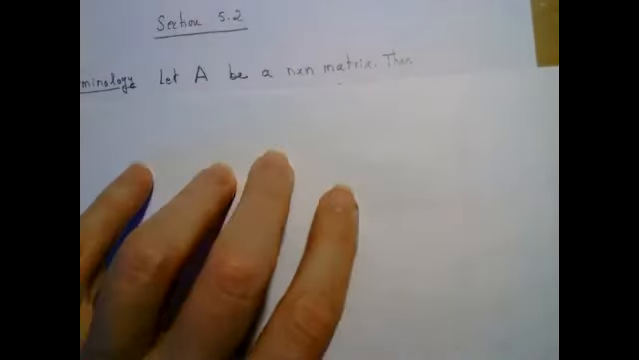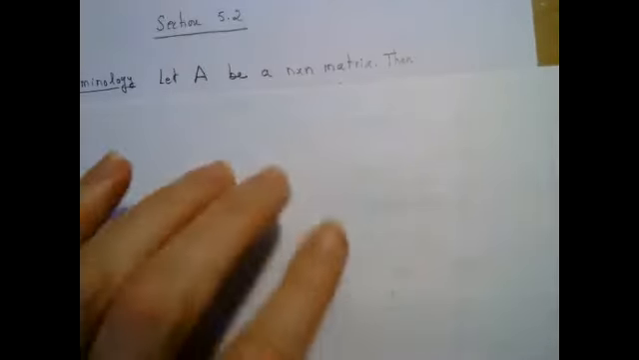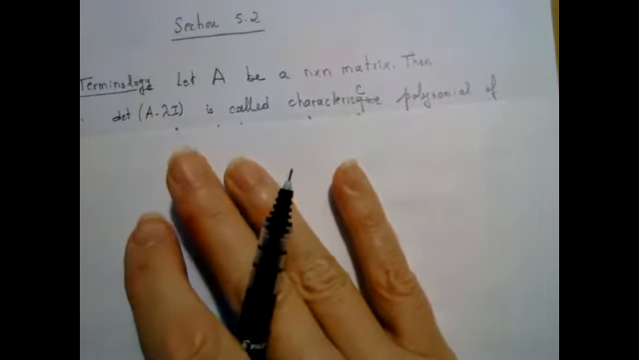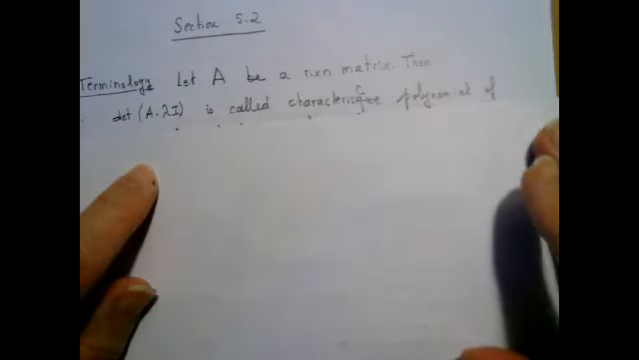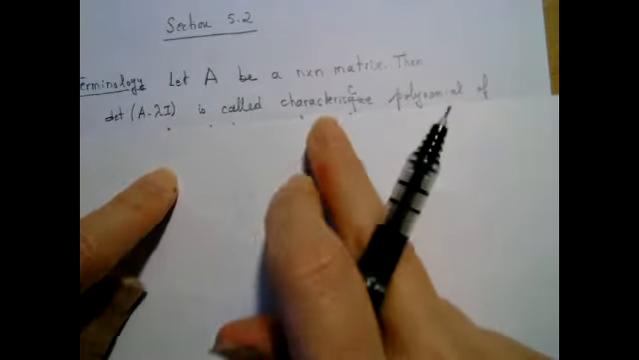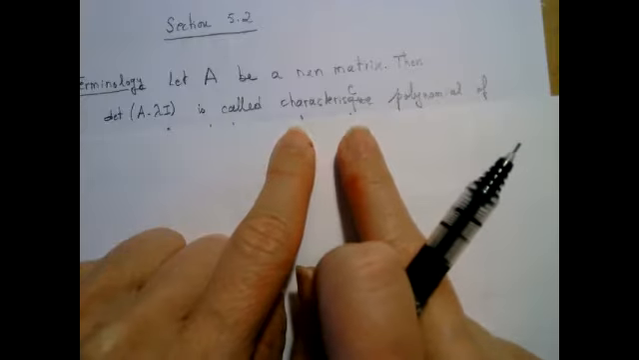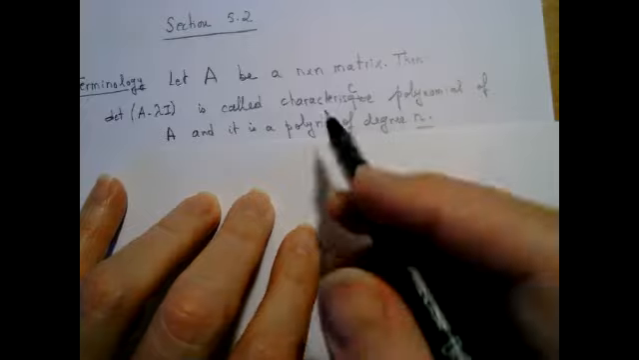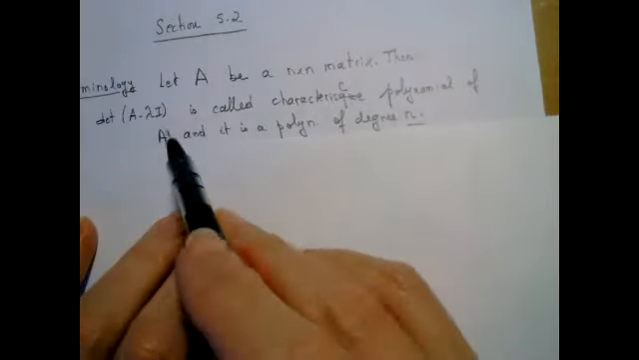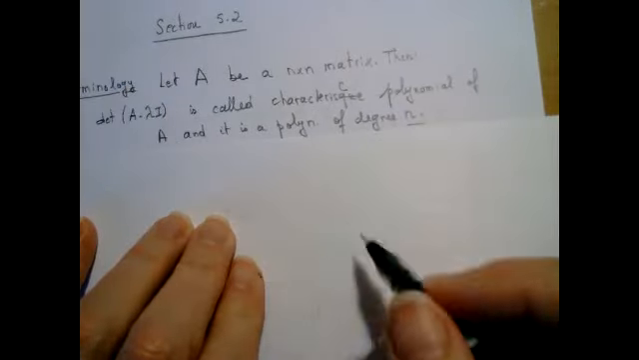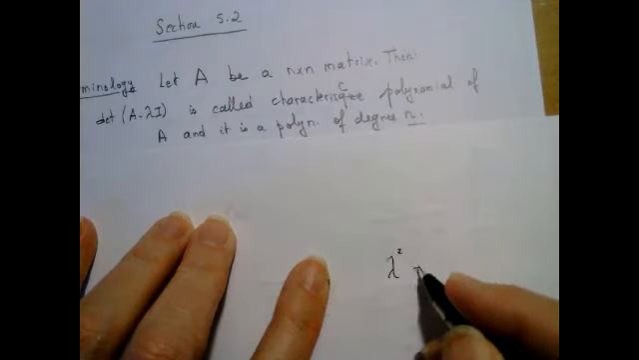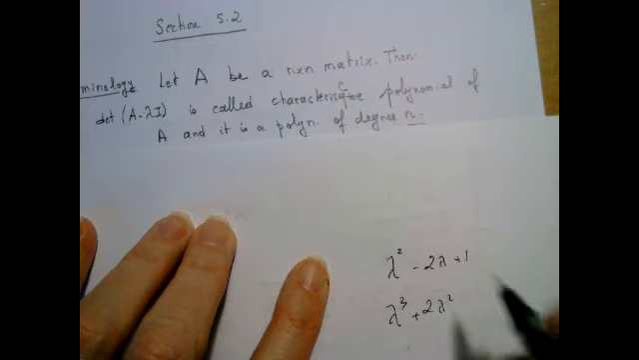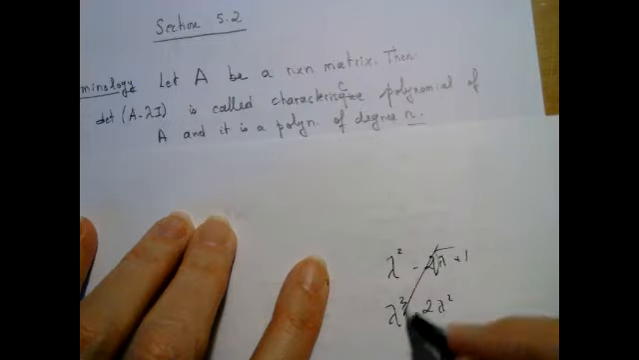Let A be an n by n matrix. Then the determinant of A minus lambda I by itself, when you compute it, it has a name. We call it the characteristic polynomial of A. So if you have an n by n matrix and you compute the determinant, you get a polynomial. Polynomial means you get something like lambda square minus 2 lambda plus 1, or lambda cube plus 2 lambda square. It means there is no square root of lambda involved. That's what we mean by polynomial.